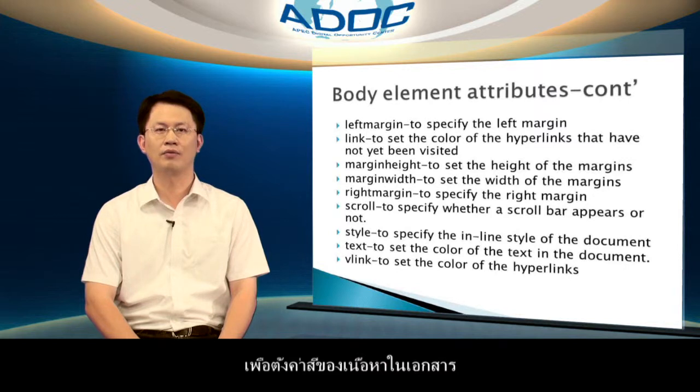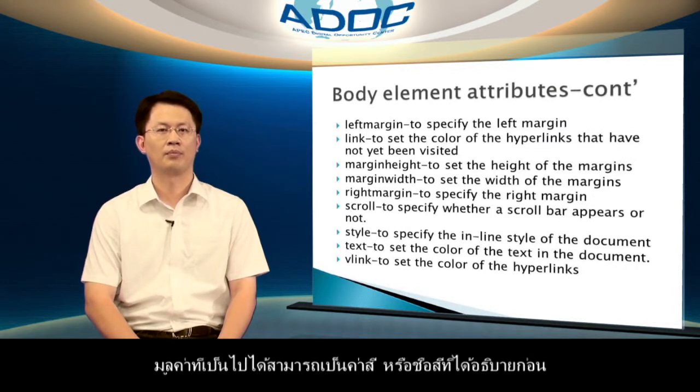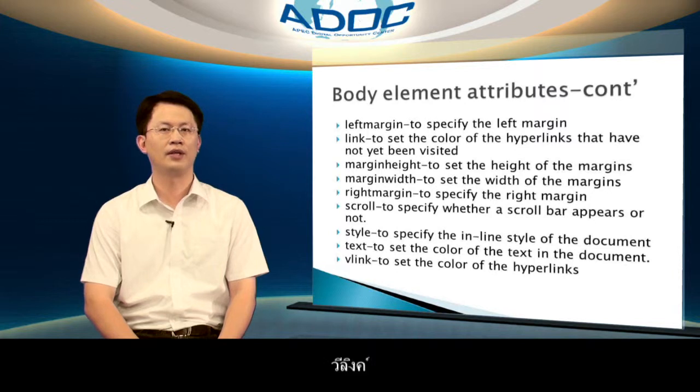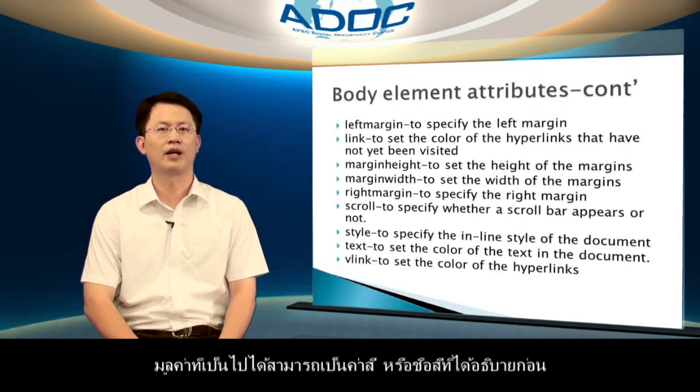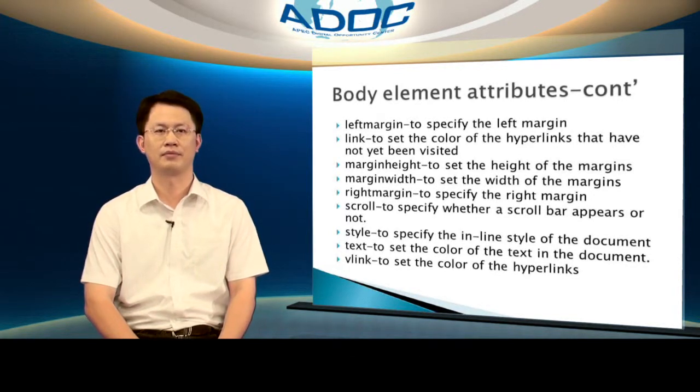Text, to set the color of the text in the document. Possible value can be the color value or the predefined color name. And VLink, to set the color of the hyperlinks that have been visited. Possible value can be the color value or the predefined color name.